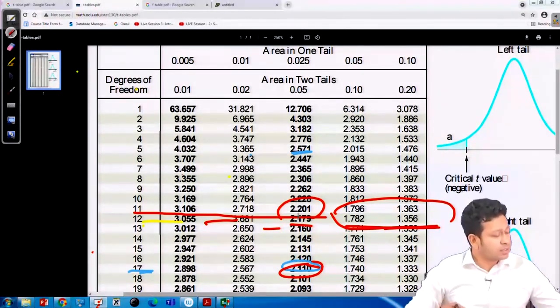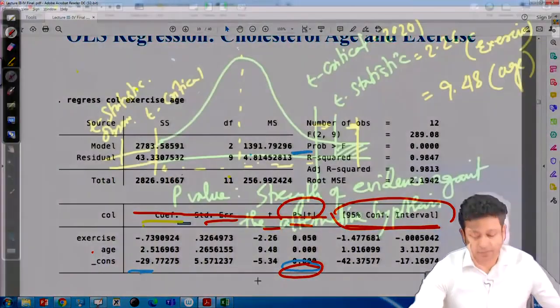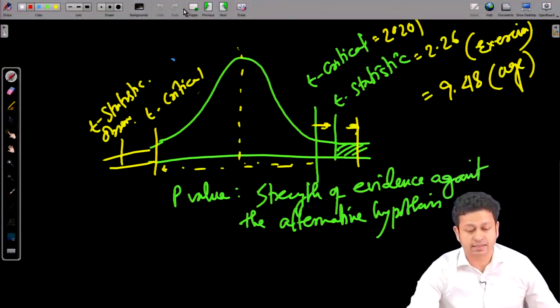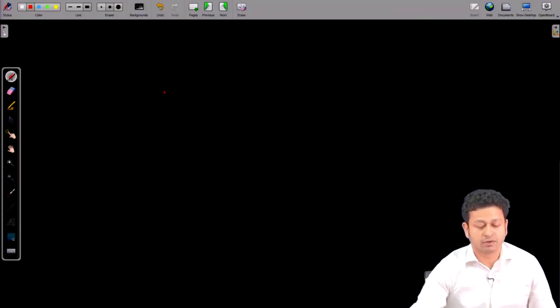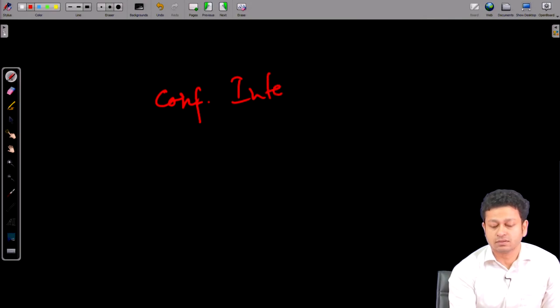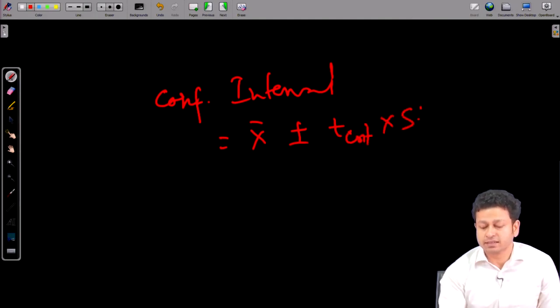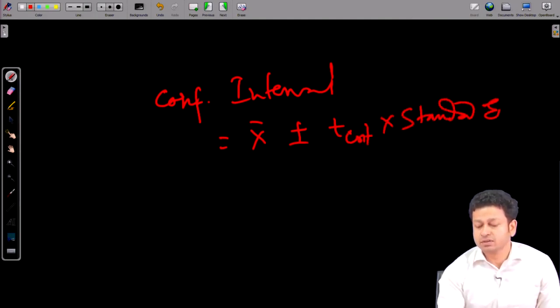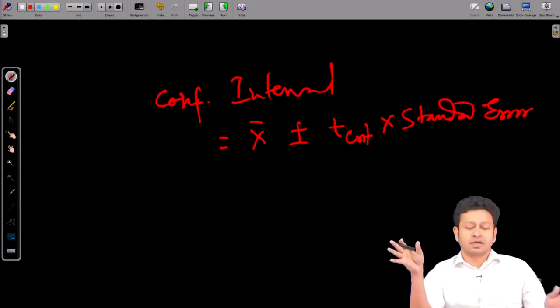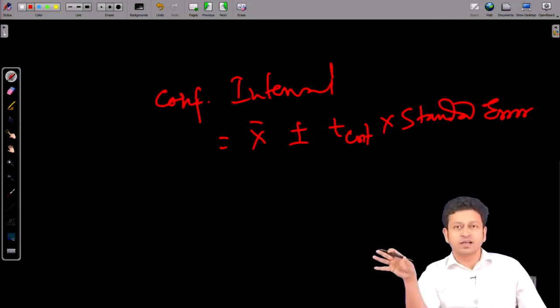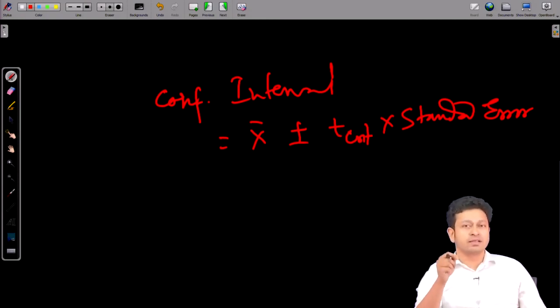So what is the formula for my confidence interval? The way I create the confidence interval is simply x bar plus or minus t critical times standard error. When I say standard error, it's already calculated in your regression table. You don't have to do anything about dividing by root n or anything. You just take the standard error, get the t critical, and compute the confidence interval.